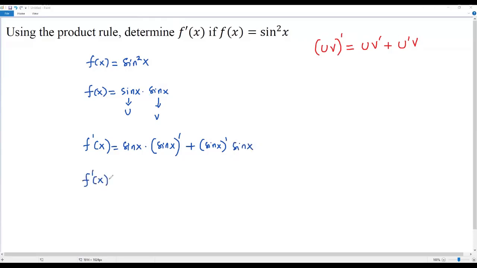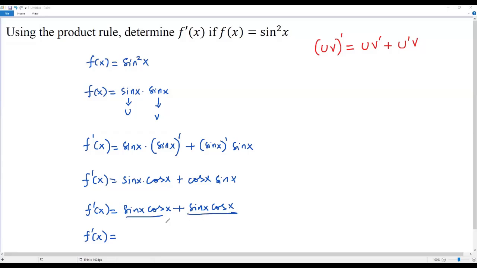Let me write it. Then I get f prime of x equals sin x times the derivative of sin x, which we know is cosine x, positive. And here the same thing: the derivative of sin x with respect to x is again cosine x, times sin x. In my next step, f prime of x equals sin x times cosine x positive cosine x times sin x. This cosine x times sin x can be written as sin x times cosine x, because multiplication is commutative, so we can change the order of the terms in a multiplication. Now we add the like terms, sin x cosine x and sin x cosine x, which results in 2 times sin x times cosine x.